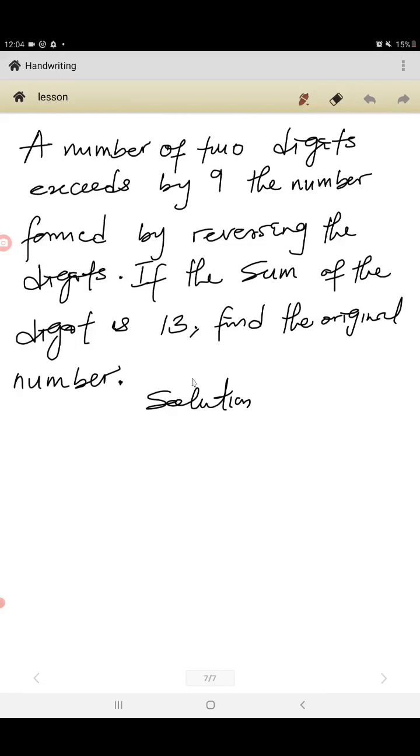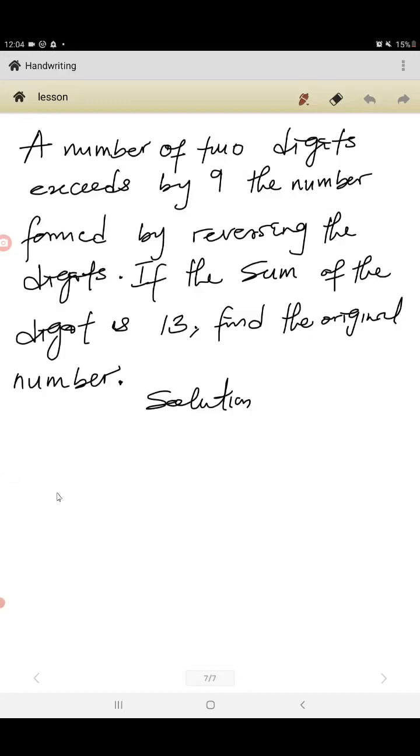In simultaneous equations, we have some questions that are practical questions like this. When we were young, we talked about the tens and units. Now, these tens and units are used to form a simultaneous equation.